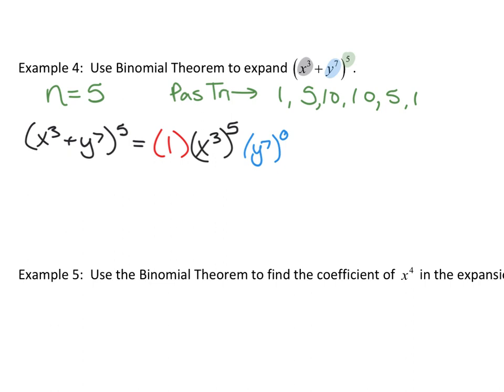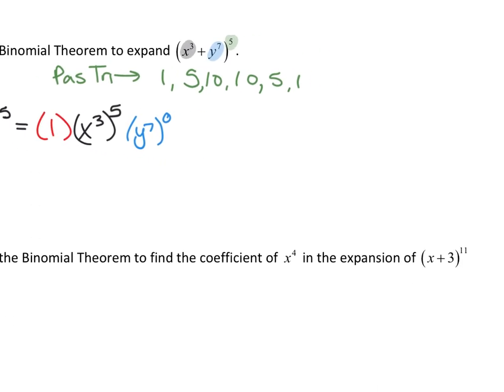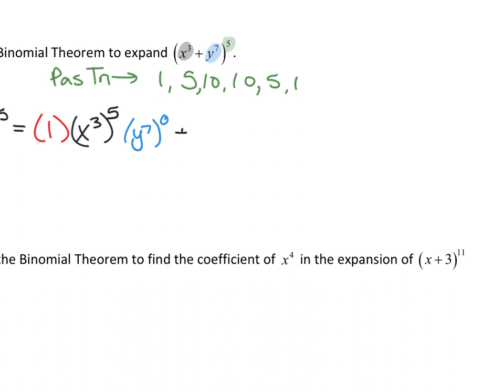Then we just keep going with this series, adding the Pascal's triangle number that comes from the combination, decreasing the x cubed power, and increasing the y to the 7th power. So my next term would be what? 5 times x cubed to the 4th times y to the 7th to the 1st. Yes. See, we're decreasing the x cubed and increasing the y to the 7th.